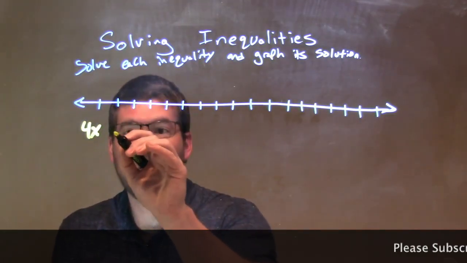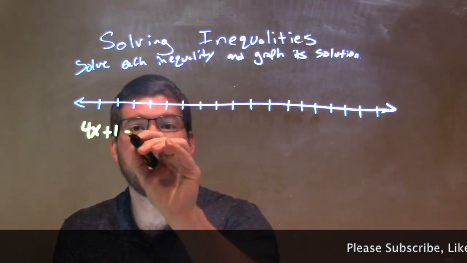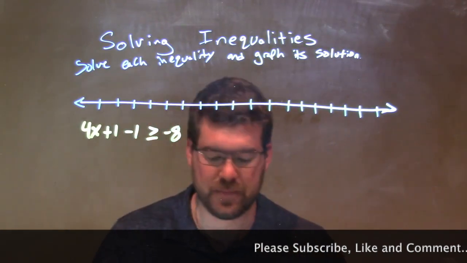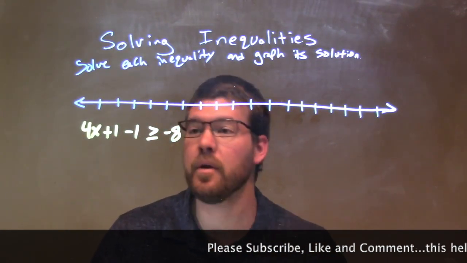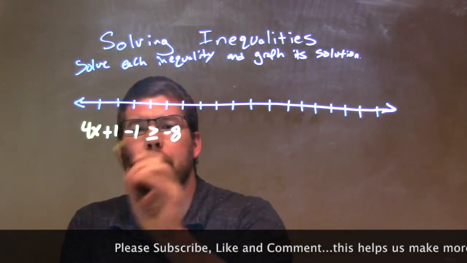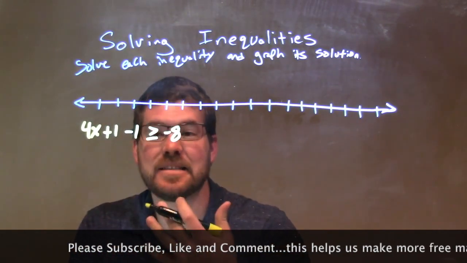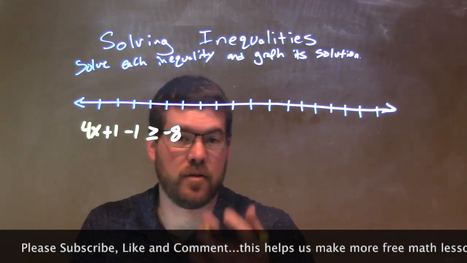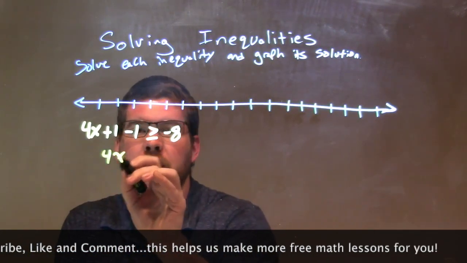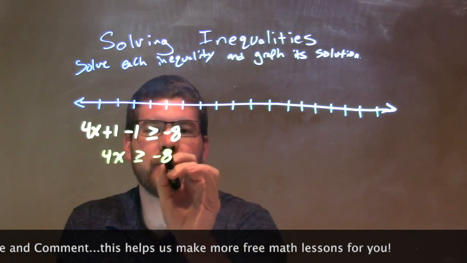4x plus 1 minus 1 is greater than or equal to -8. Okay? Well, what I want to do here now is I want to get x by itself. So I see the 1 minus 1 right there. I can see that's going to cancel itself out, right? 1 minus 1 is 0. So I'm just going to eliminate that. My 4x now is greater than or equal to -8.